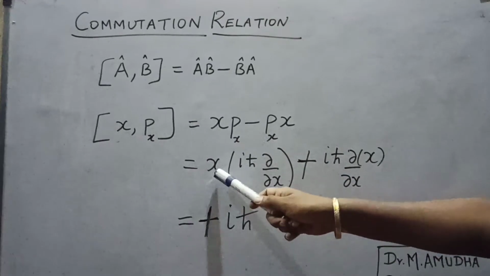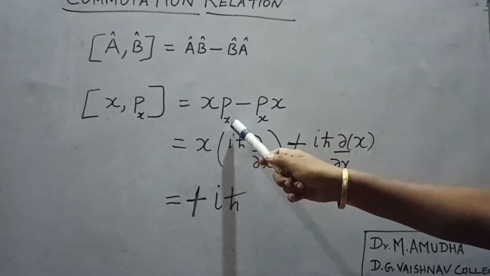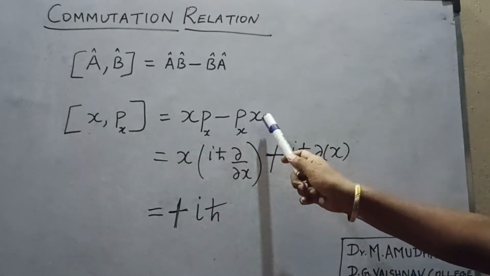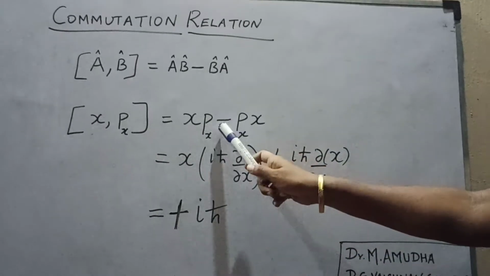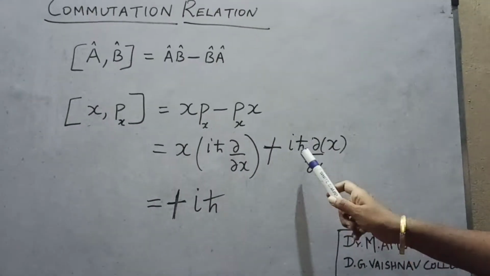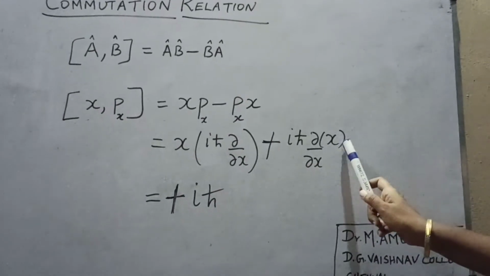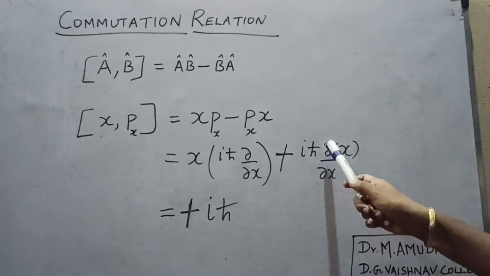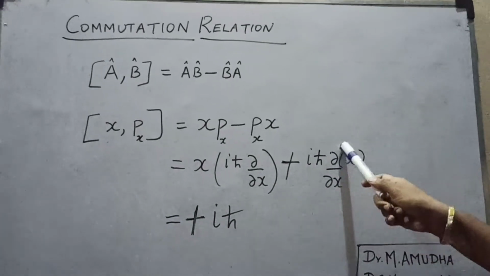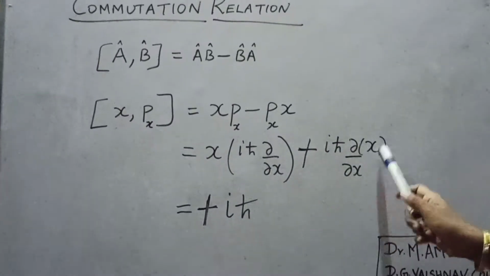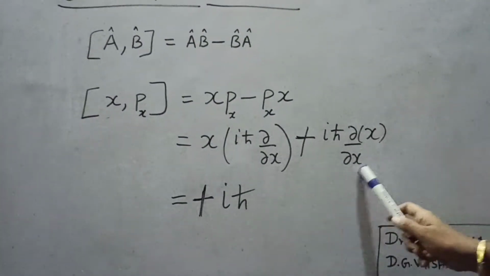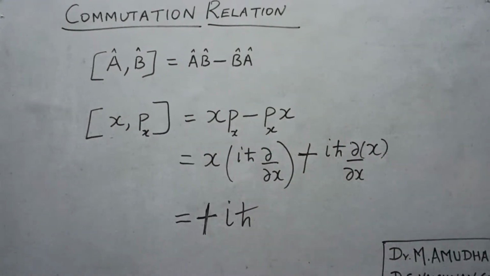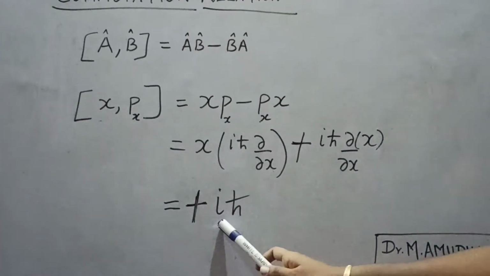Okay, so X should be written as it is, and the operator form of this Px is minus iħ ∂/∂x, and here also you substitute for Px, minus iħ ∂/∂x. Already a minus sign is here, so this becomes plus iħ ∂/∂x, and the function is found to be X. So the first term becomes 0, and in the second term you can see this operator ∂/∂x operates on this position operator, and this value becomes 1. So finally the solution for this commutation relation [X, Px] is nothing but iħ.